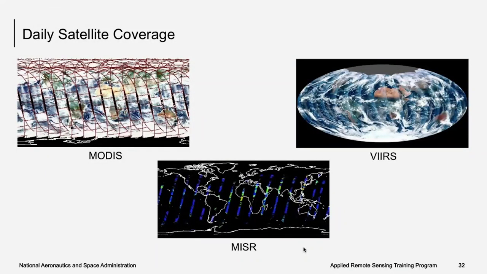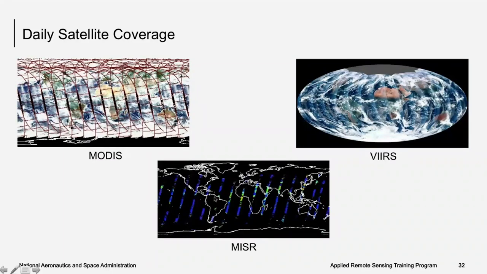As we discussed earlier, there are a number of satellites making observations around the globe on a daily basis. Here are some daily coverage examples. All these three sensors provide daily information on atmospheric particles or aerosols. The black areas are called orbital gaps, meaning there is no data. The MODIS sensor, as we have been discussing very frequently throughout this presentation and the next few presentations, has some gaps in the orbit.